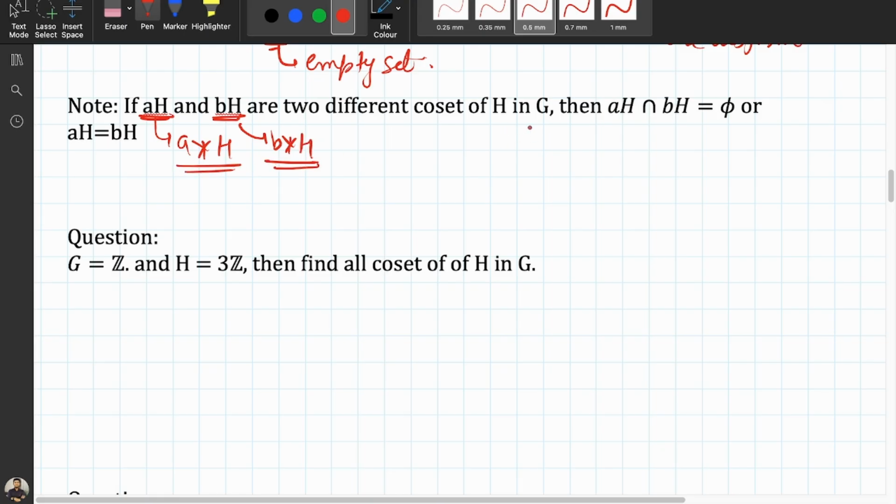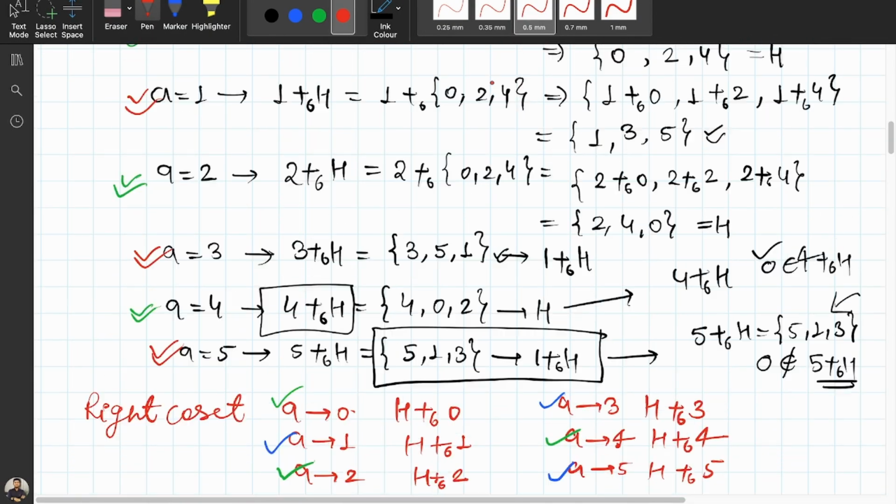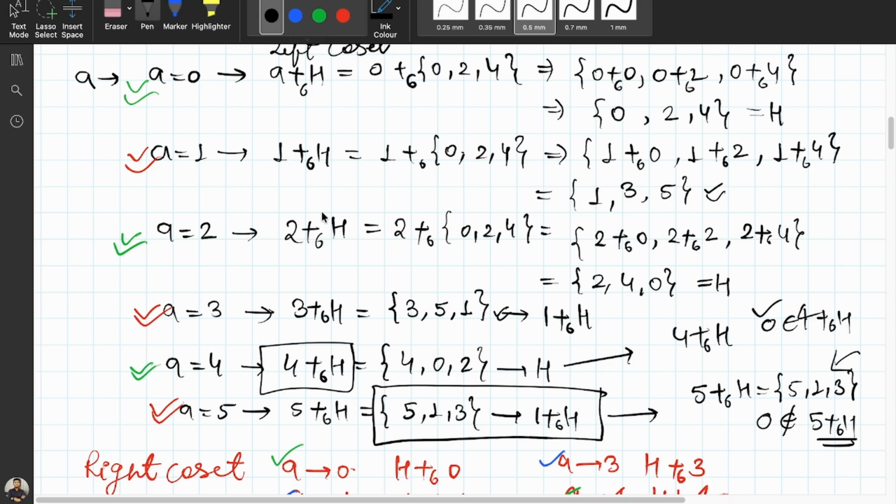of H in G. Then aH intersection bH, if these both are two different cosets, then either they are different for each and everything or they are equal. Just see, just two cases are there. Either they are just equal, just see all greens are equal or reds are equal. Or what about green and red? Nothing is common inside.